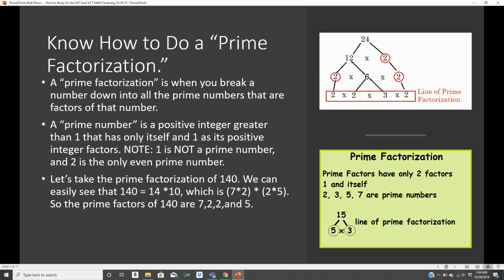Let's take the prime factorization of 140. We can easily see that 140 is equal to 14 times 10, which then you can see 14 is 7 times 2, 10 is 2 times 5, so then you can break it down into 7 times 2 times 2 times 5. So the prime factors of 140 are 7, 2, 2, and 5. If you want to write it as 7 times 2 squared times 5, knock yourself out. That's great.